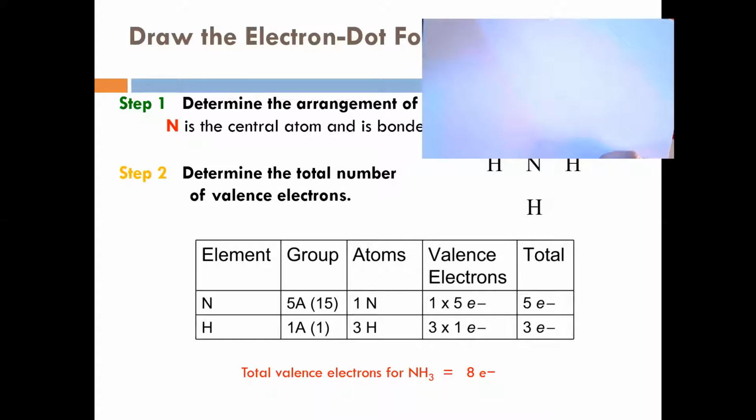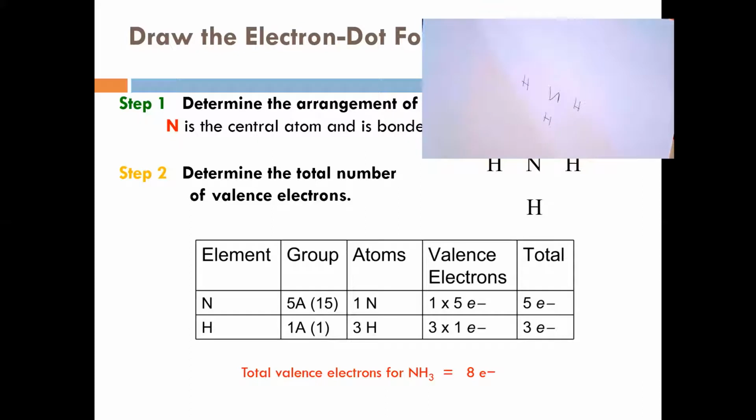So the central atom in this case is the one that can make the most bonds. Hydrogen can only make up to 1 bond. Nitrogen can make up a total of 3. So nitrogen goes in the center. Now we have hydrogens. We have a total of 3 hydrogens, so we're going to put them around the nitrogen. So now we've surrounded them.